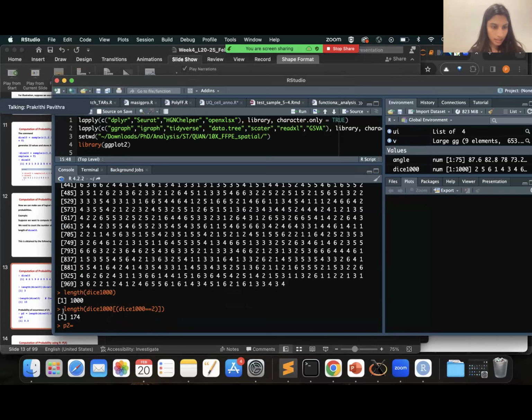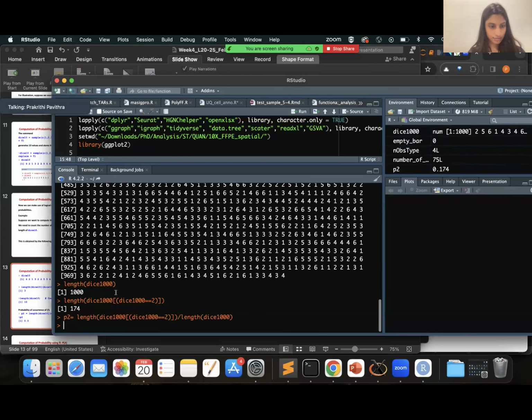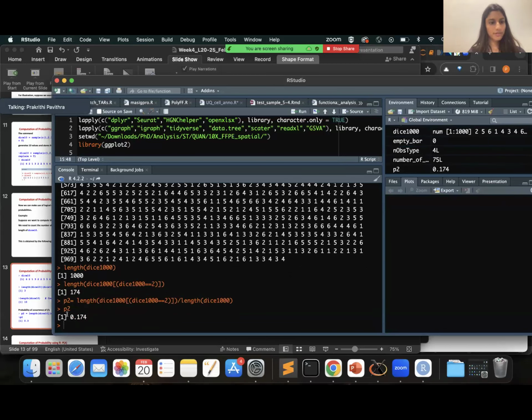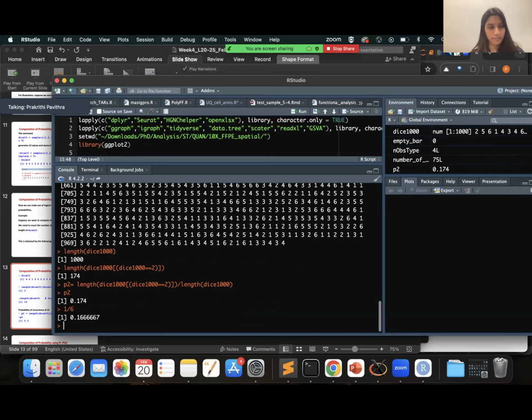So the probability of 2 would be this length of 2 divided by the total length of the dice. So P2 is 0.174. There's a 17% chance that you would get 2 when you roll the dice 1000 times. This is close to 0.16. We know that the defined probability of the dice roll is 1 by 6, and 1 by 6 is something close to 0.166, close to 0.17.